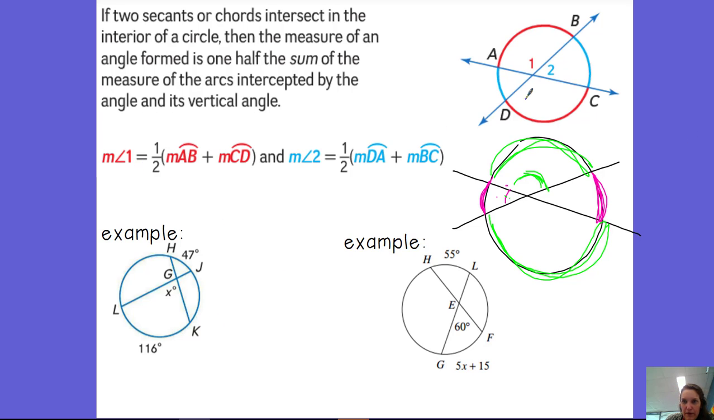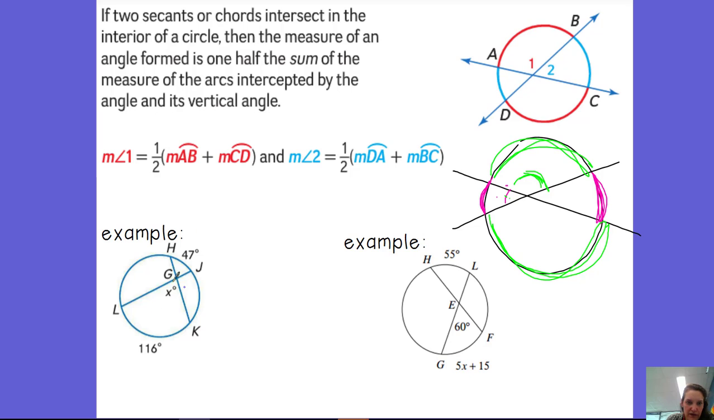So in this example, the measure of angle 1 is equal to the measure of arc AB plus the measure of arc DC added together, and then half of that sum. The measure of angle 2 is the measure of arc BC plus the measure of arc AD, divided by 2.